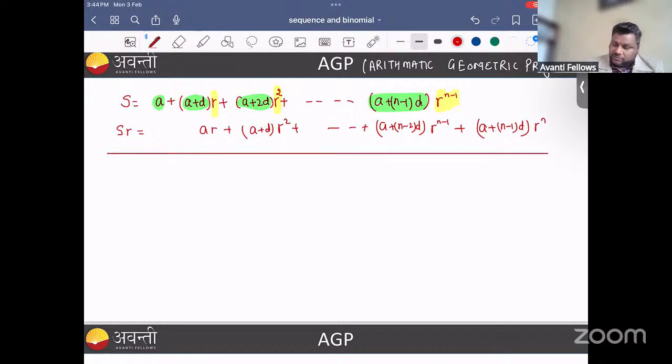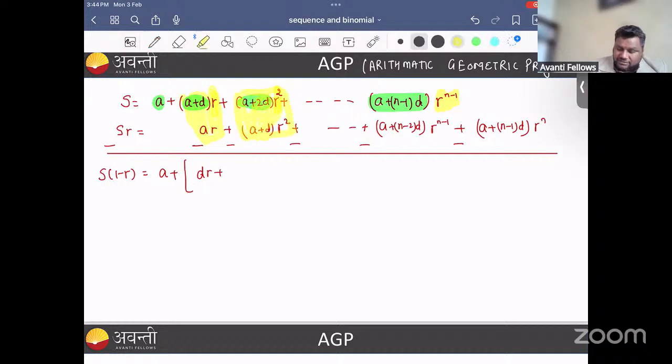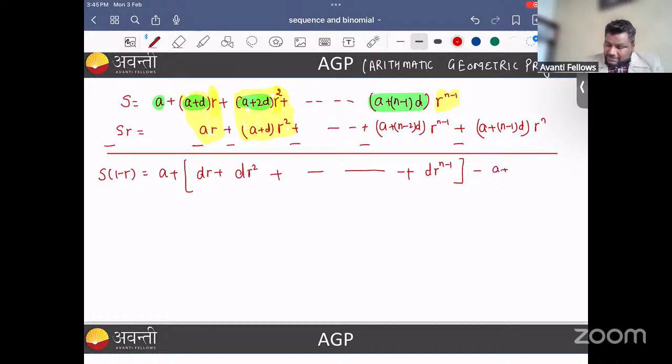Now you subtract both the series. So this is S times (1 minus R). This is A. Now from the next term onwards, if you take their difference, it is going to be DR. Then the difference is going to be DR square. And so on, up to DR to the power n minus 1. And then the last term will be minus (A plus (n minus 1) into D) into R to the power n.